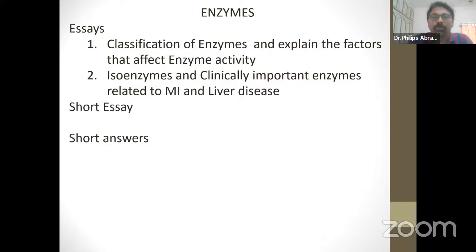And then, as you know, in the new books we have added one more. Earlier, we had only 6 classes. Now we have a 7th class called translocase. So don't forget to write about that also, as the 7th class of enzyme, translocase. Please add that too.